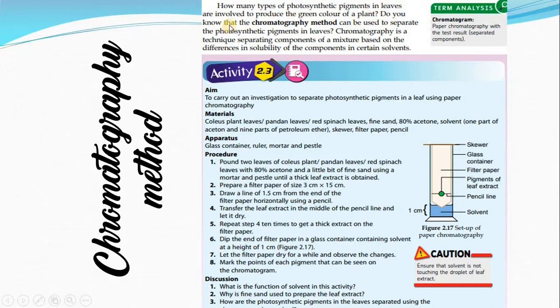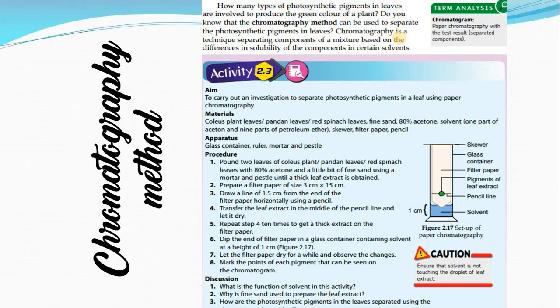Okay, do you know that the chromatography method can be used to separate the photosynthetic pigments in a leaf? Right? So what is chromatography? Chromatography is a technique for separating components of a mixture based on the difference in solubility of the components in a certain solvent. So it means that chromatography is a technique that we use to separate the components of the leaf, right?